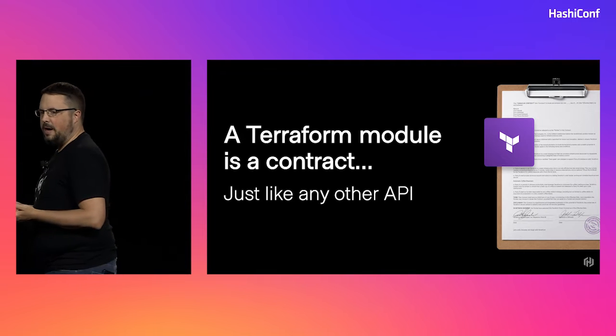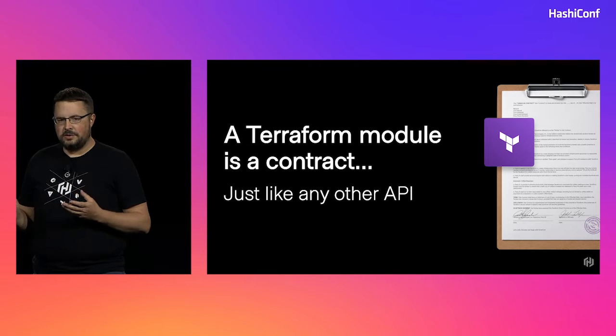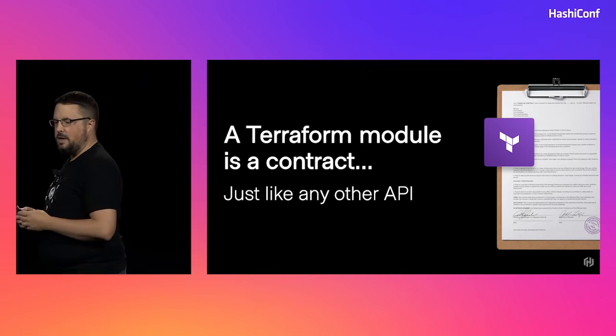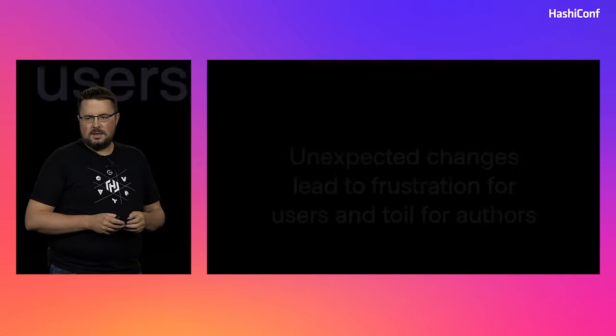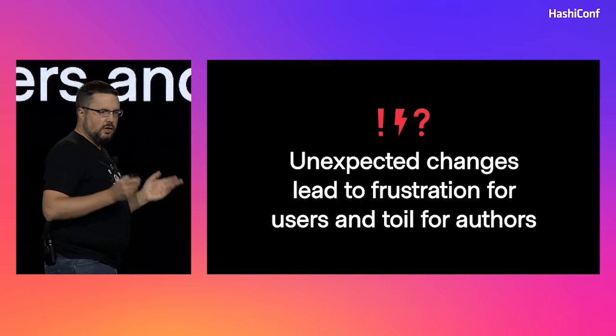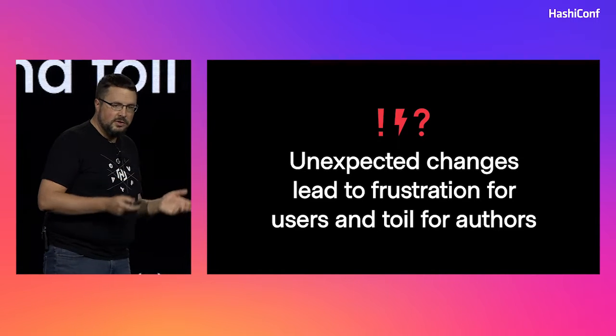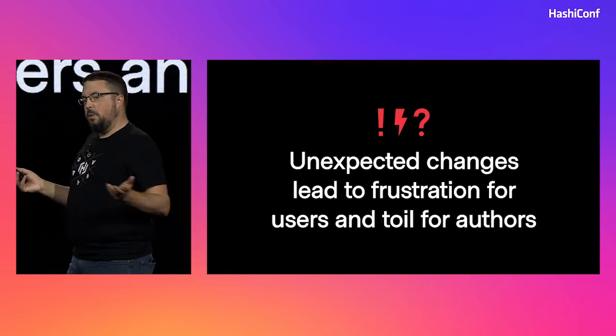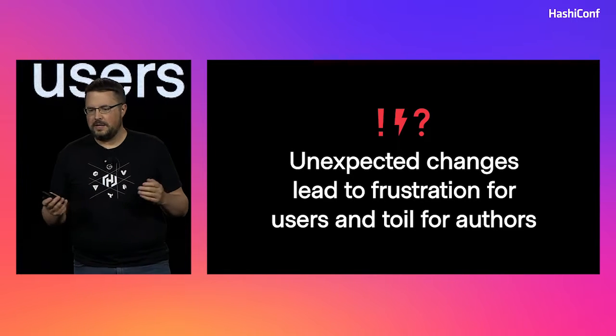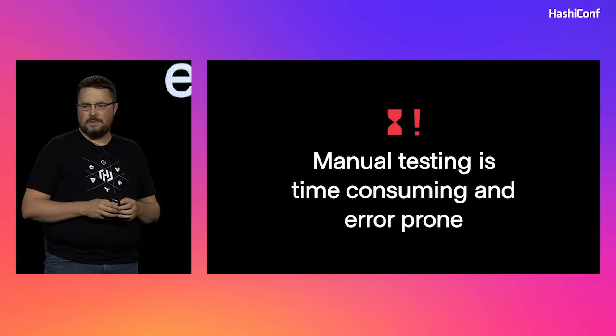And just like an API, changes to that interface or to the inputs and outputs or the behavior can have far-reaching effects for downstream users. And those unexpected changes lead to frustration, they lead to friction, they lead to trouble tickets, they can lead to outages even. And so no one's happy in this scenario, right? It's extra work for users and authors.